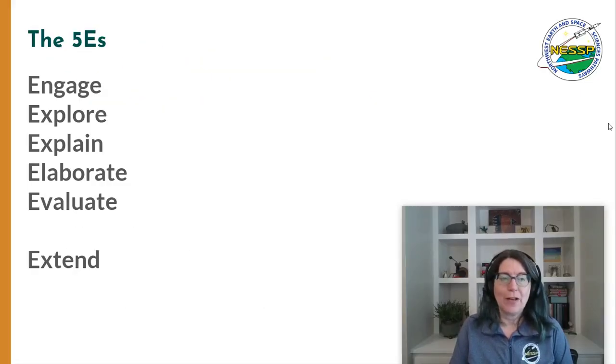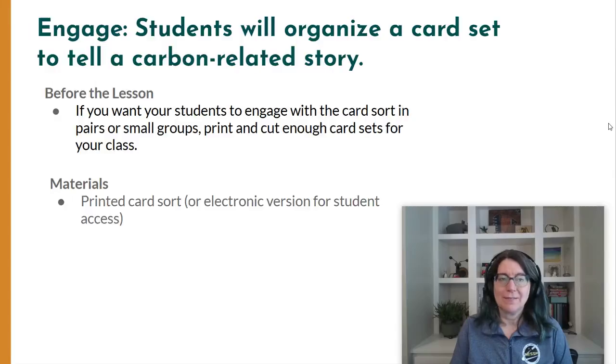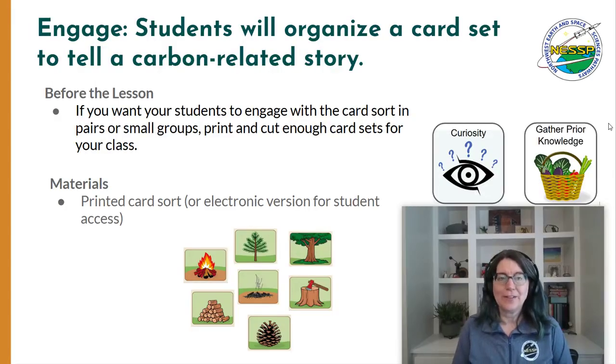Next, we'll go over the 5 E's for this lesson. All right, the 5 E's start out with engage. In this part of the lesson, students will organize a card set to tell a carbon-related story. Before the lesson, if you want the students to do the card sort physically with the physical copies of the cards, you'll need to print out one set of the cards for each student, pair, or group, depending on how you want them to work.